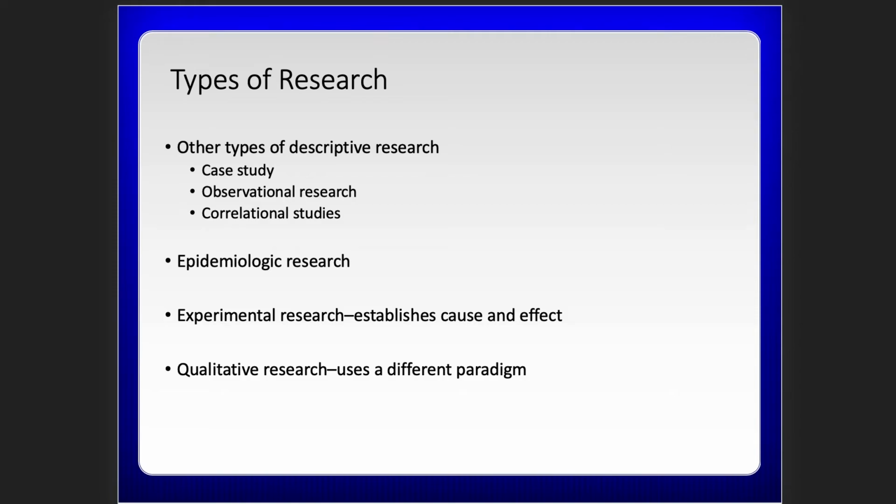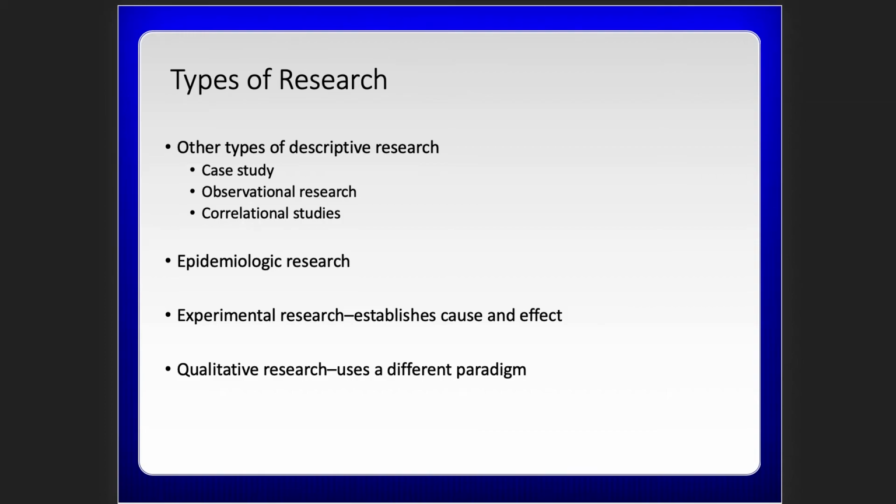Epidemiological research, I mentioned that before, a lot of times this is correlational. Doesn't have to be, but a lot of times it can be. So that's determining, is there a relationship between a certain behavior and the risk for developing a disease, or maybe not developing a disease. The experimental research actually establishes the cause and effect that we don't usually see in the correlational studies.